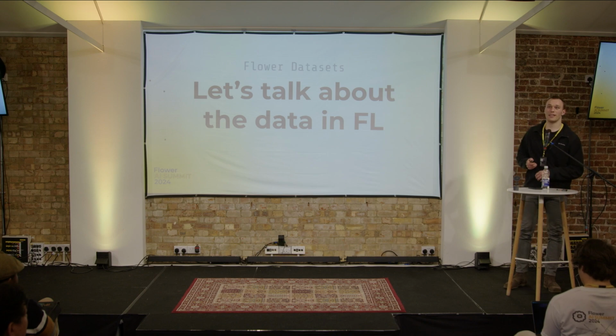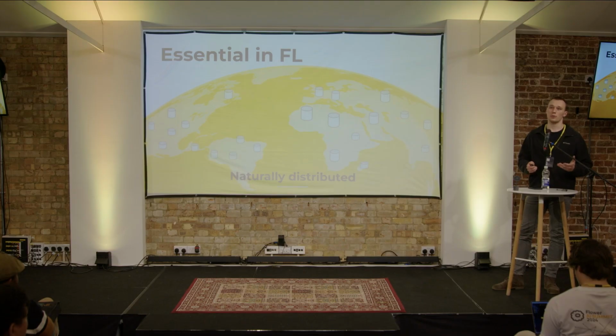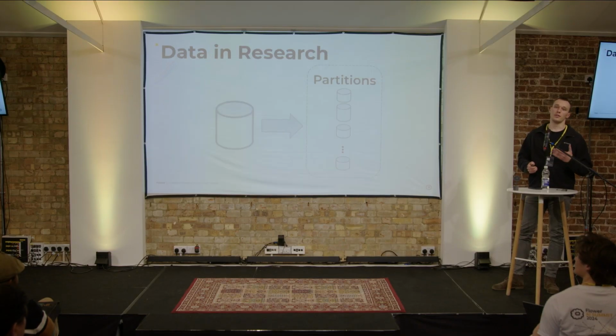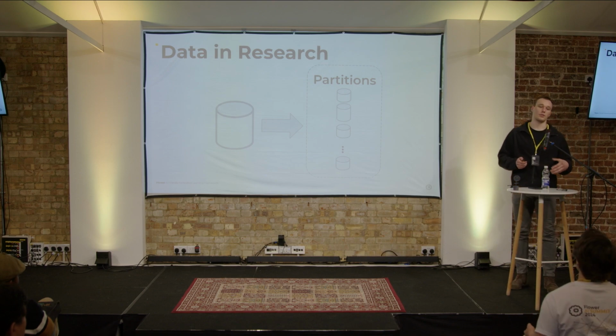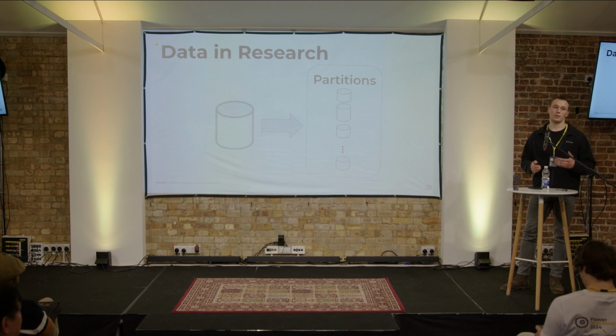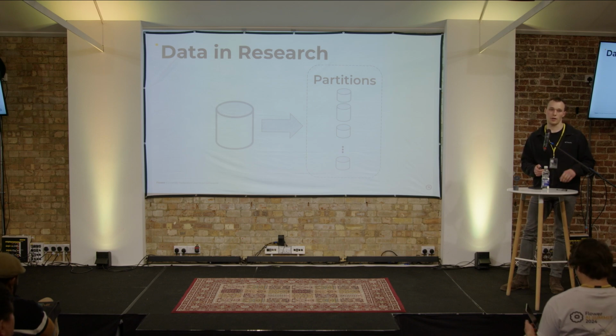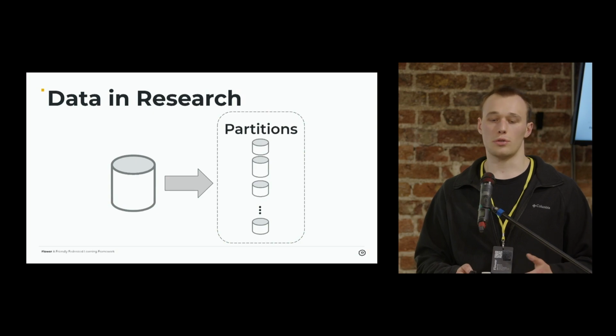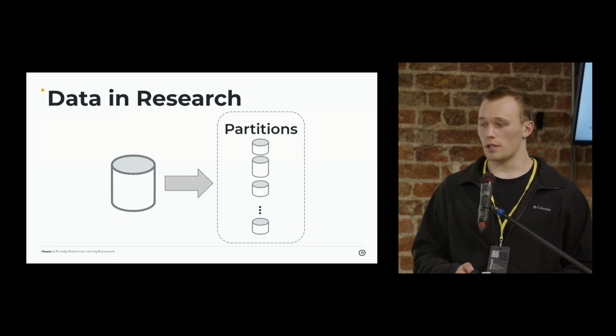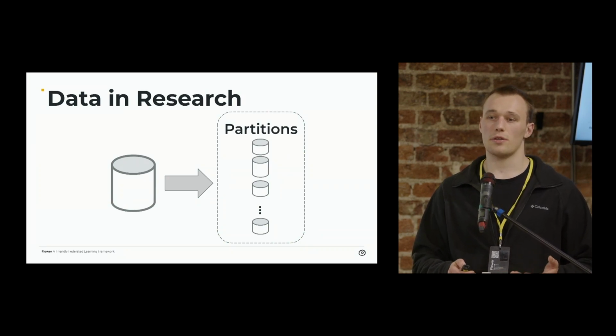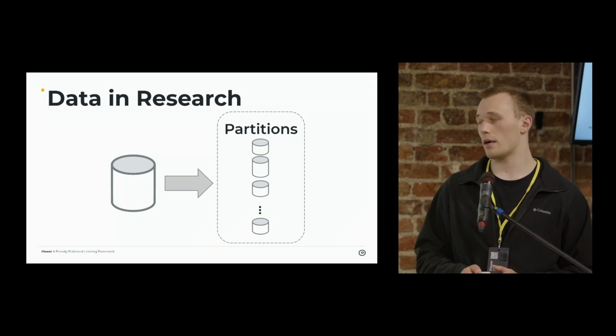Hello, everyone. Let's talk about the data in federated learning. It's an essential part, and typically we see it naturally distributed. But we are talking about the research, therefore we need to partition the dataset. We might encounter two different types of dataset, either with a naturally existing ID, identifying, for example, a speaker or a machine, or we'll need to completely partition a dataset that does not have a notion of an object.